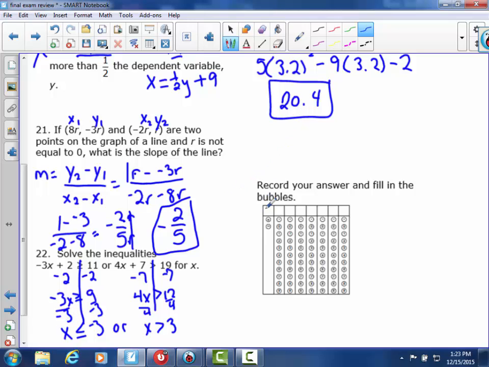All right. Oh, I forgot to bubble here. This was for the previous one, so that's 20.4. Don't forget to bubble the decimal. Very important.